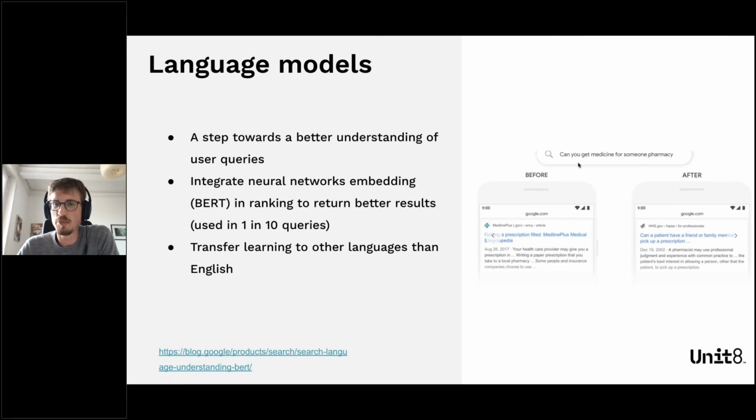So we have one example here: can you get medicine for someone pharmacy. Before, it was returning results about getting a prescription filled, which is not what we want. And after that, it returns results for: can a patient have a friend or family member pick up a prescription? So that's something that is now giving you the right results. And that's something that we can already start doing today if we want to.